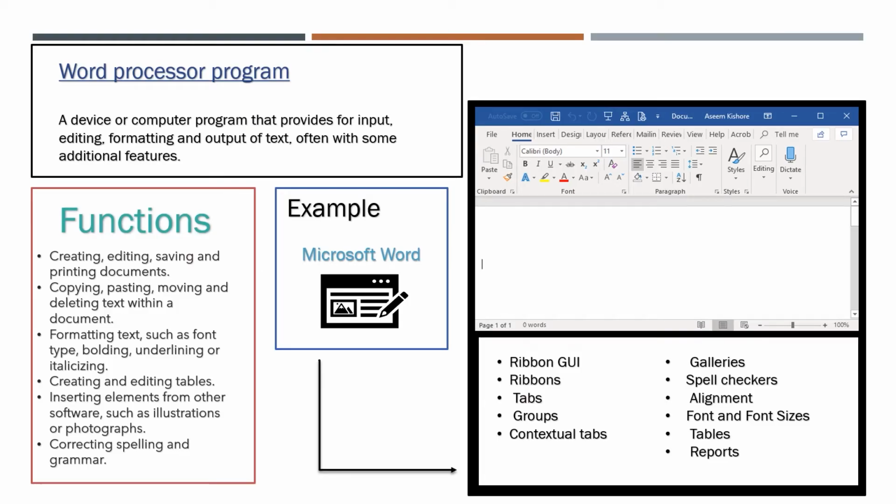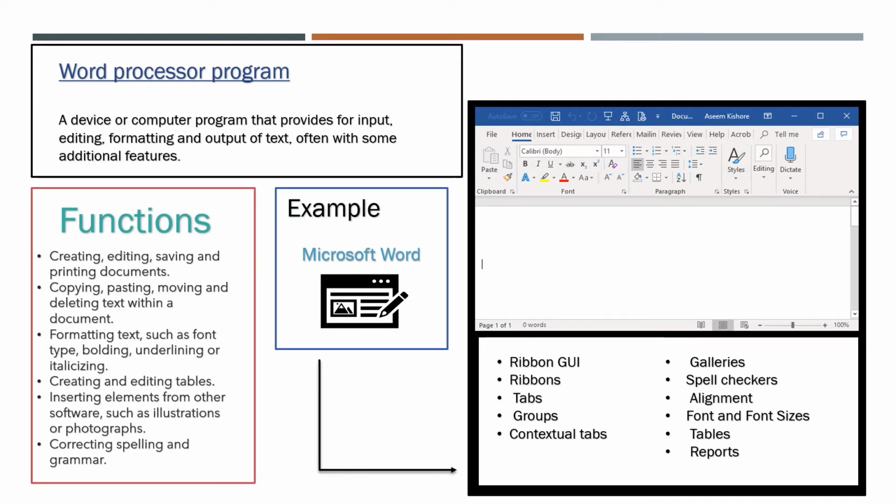A word processor program is a device or computer program that provides for input, editing, formatting, and output of text, often with some additional features. The function of this program is to create, edit, save, and print documents; copy, paste, move, and delete text within a document; format text such as font type, bolding, and underlining; create and edit tables; insert elements from other software such as illustrations or photographs; and correct spelling and grammar.